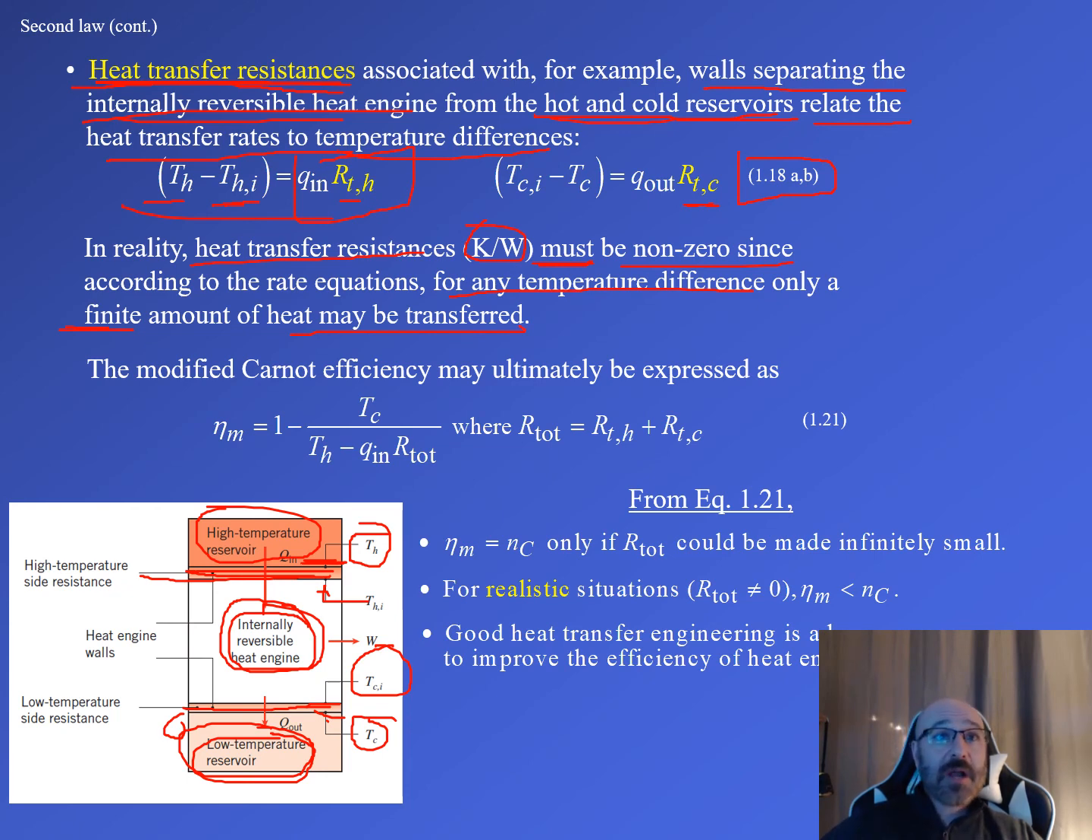So from this, now we can come down to this modified Carnot efficiency equation we talked about earlier, and this may ultimately be expressed in the following way, as related back to equation 1.21 in our textbook, where this modified Carnot efficiency is equal to 1 minus T_C. So if we relate back to our diagram down here, here's our T_C by our cold temperature reservoir, all over our T_H, which is up here, and our high temperature reservoir, minus Q_in times R_tot, where this is going to be the total internal heat transfer resistance. That's the sum of both the hot and the cold, so that can be plugged in down here.